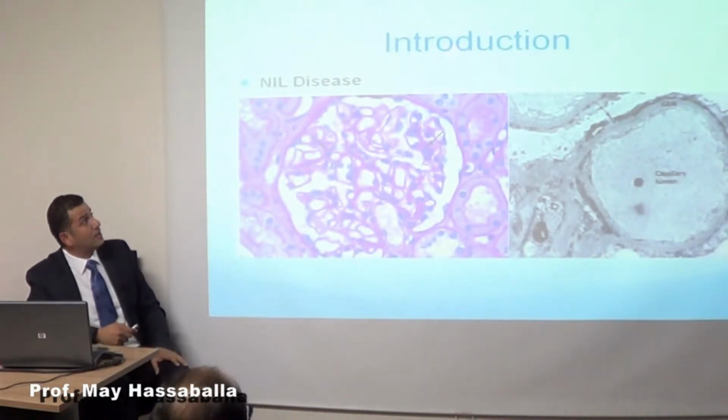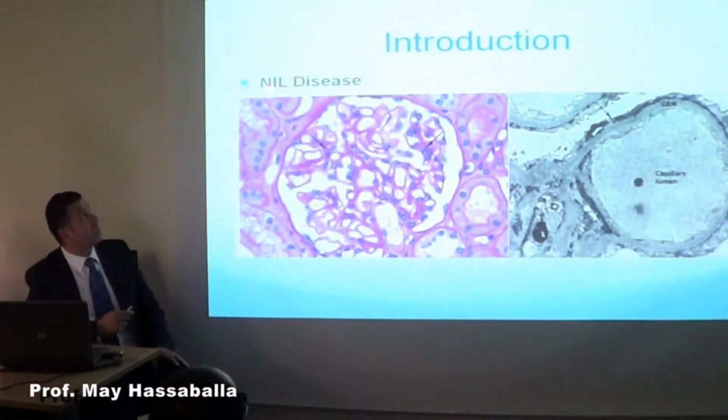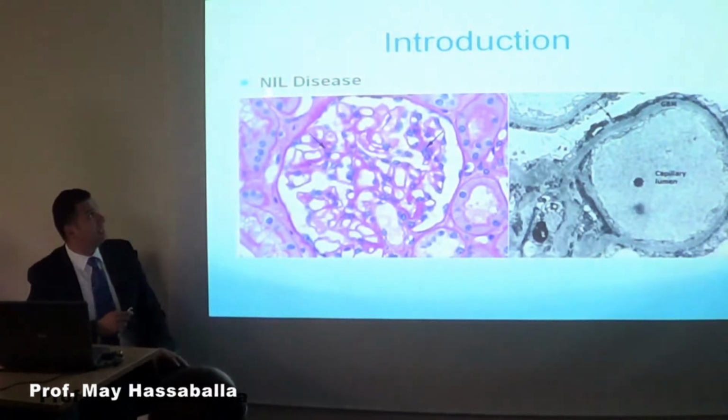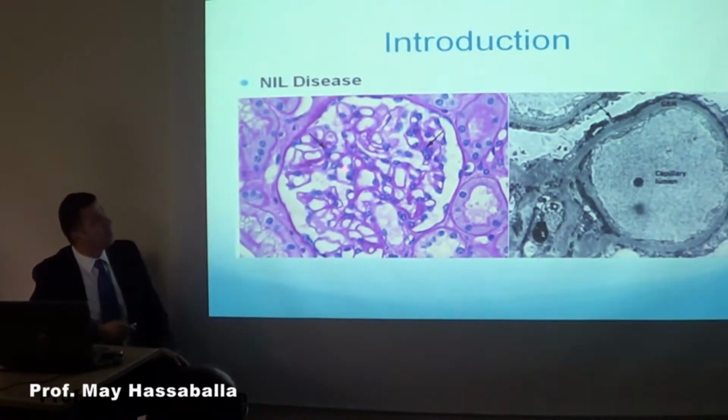The other name of minimal change disease is Nil disease, and the Nil stands for nothing in light microscope. Here is a normal glomerulus in a patient with minimal change disease, where you can find normal tufts, only one or two cells, normal capillary lumen, and a thin capillary basement membrane. And here is the electron microscopy with diffuse effacement of the foot processes.